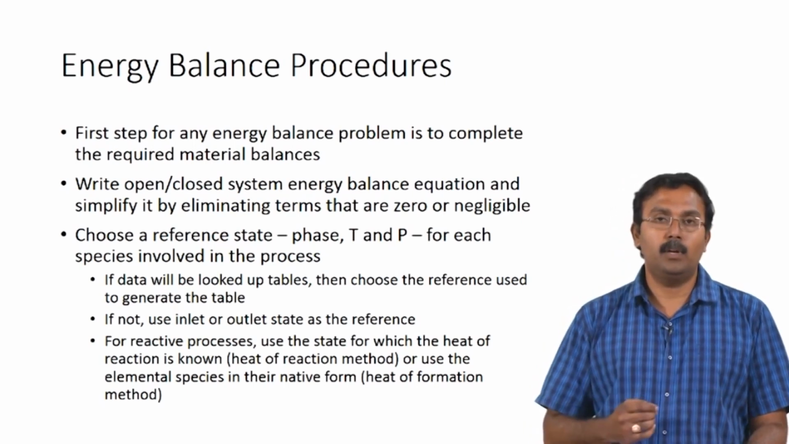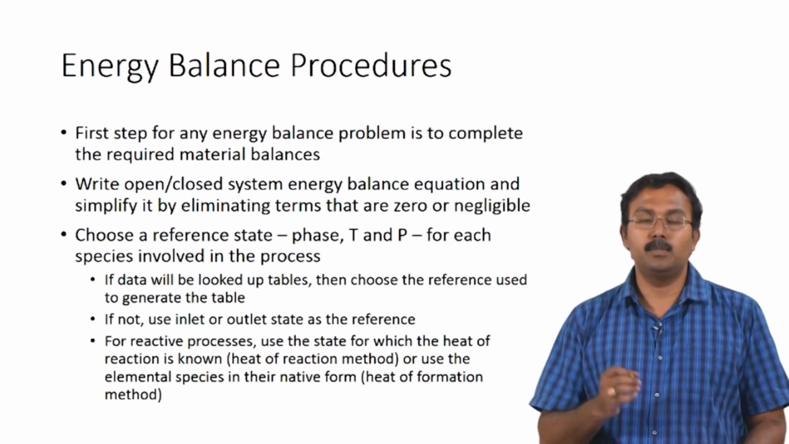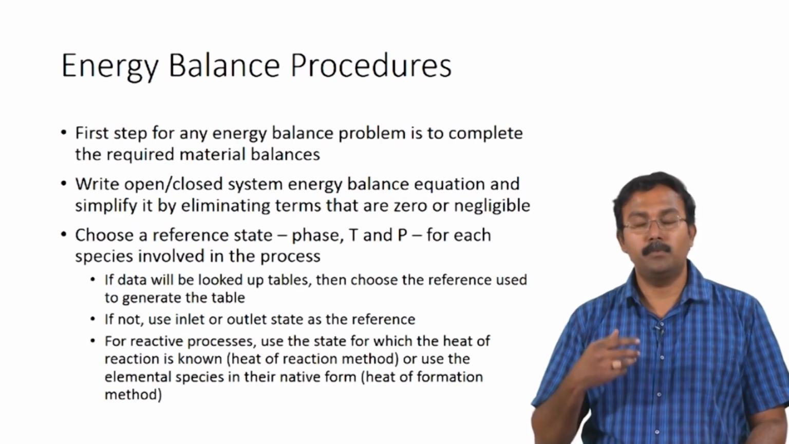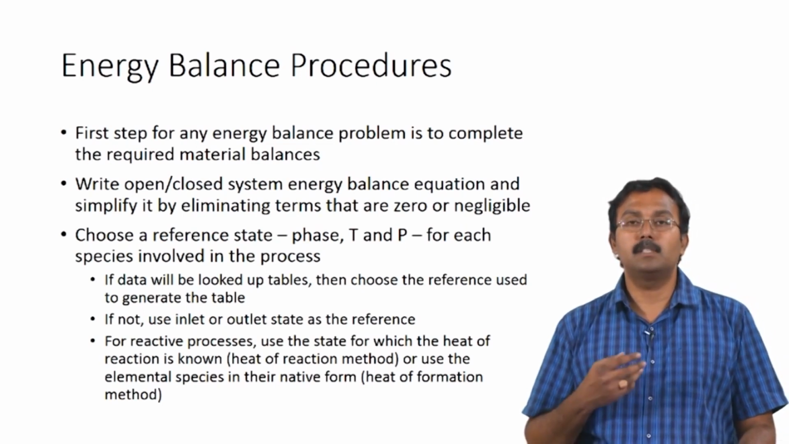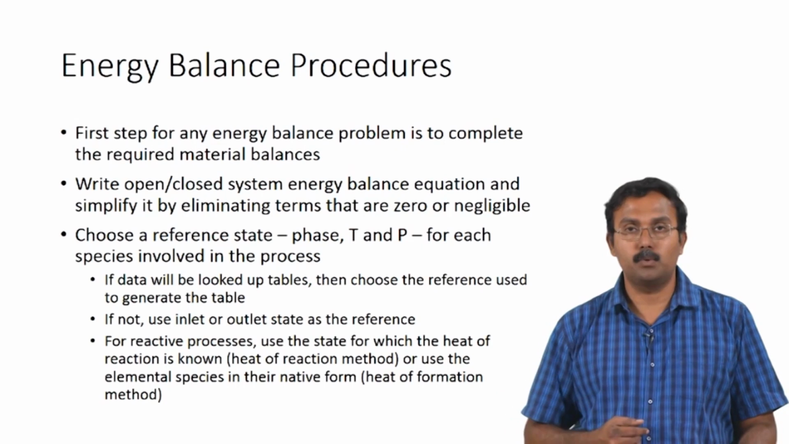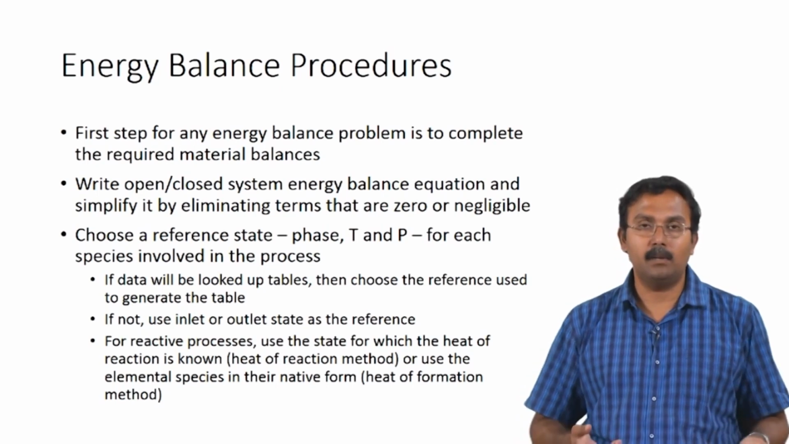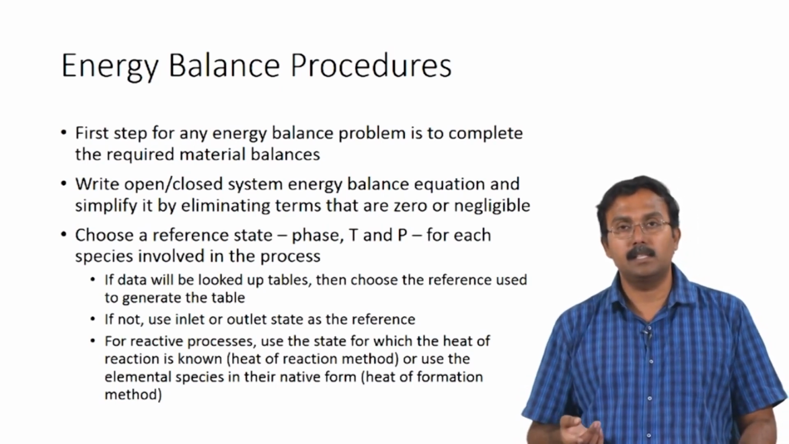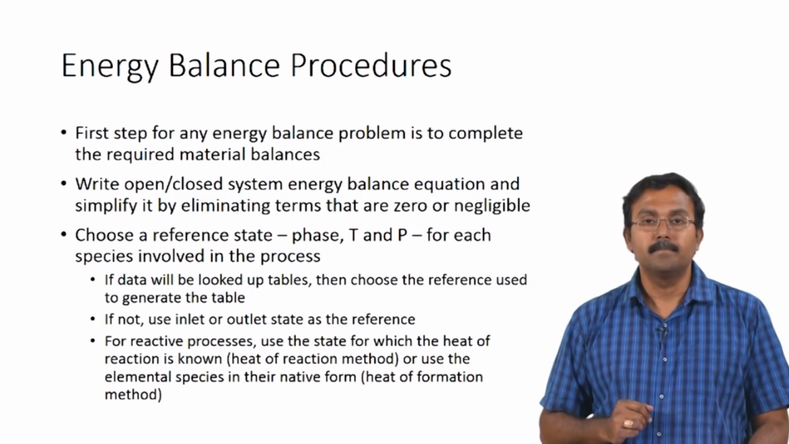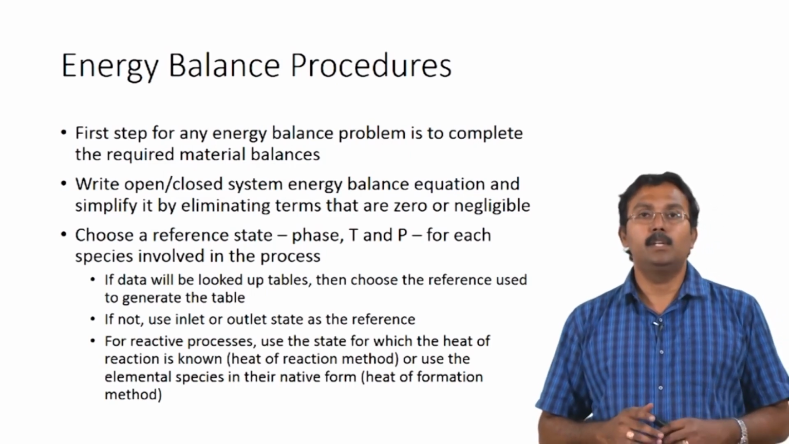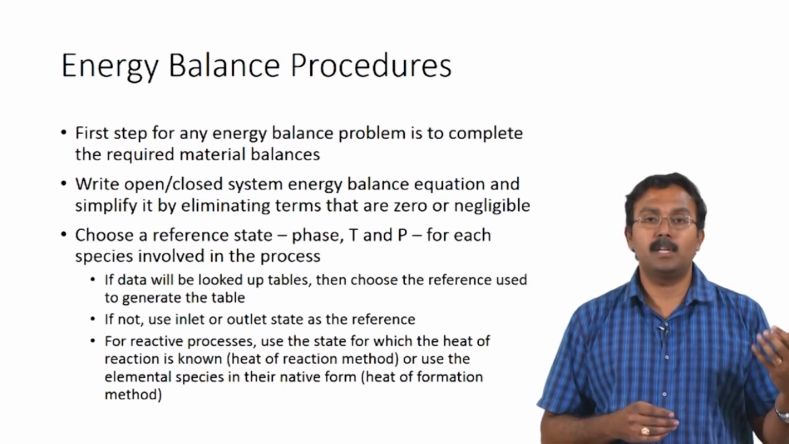So, if you want to look up the enthalpy values or internal energy values from a table, then use the reference which is used in the table. So, if you are using steam tables, then you would use liquid water at the triple point as the reference state, because that is what is used in the steam tables which we have access to from Felder and Rousseau. So, if you do not plan to use a table, if you have to make calculations, then you can either use the inlet or the outlet condition as the reference state, so that you can actually eliminate some of the calculations. So, when you have reactive processes, you have to identify which technique you want to use, and based on the method you are choosing to use, you would have to choose an appropriate reference state.